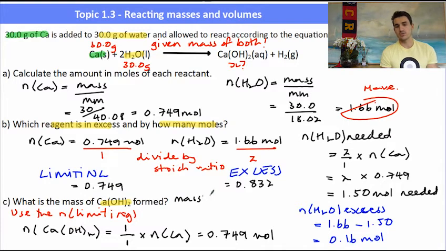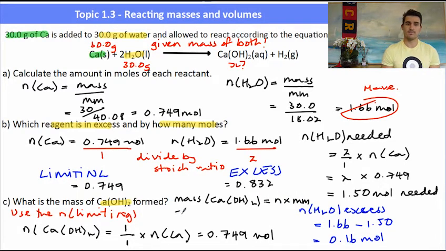Now I'm in a position to determine the mass. Mass will be mole times molar mass. I've just calculated the number of moles. I can work out the molar mass of calcium hydroxide using the periodic table. So then I can determine the mass of calcium hydroxide formed from the limiting reagent. That is the most important part. The molar mass of calcium hydroxide is 74.10, which gives us our answer, 55.7 grams.